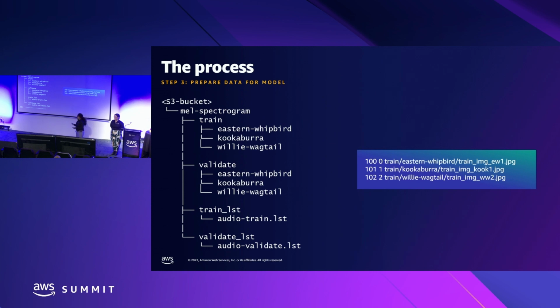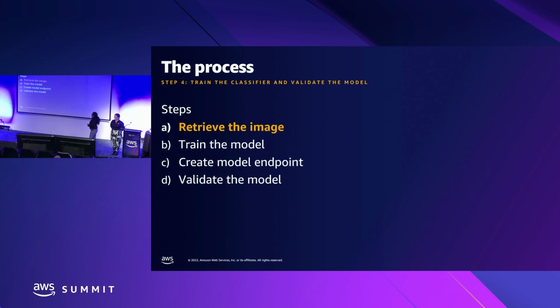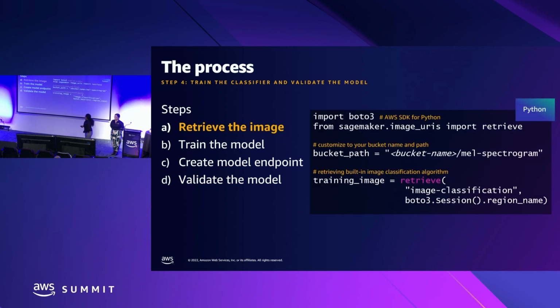So essentially the list file tells Amazon SageMaker where to find an image file either for training or for validation. And once you have done this, we come to the final step of the process, which is training the classifier and the very exciting step of validating the model. So this final process is a pretty important one, a pretty big one. So we've broken it down into 4 further steps for simplification. So firstly, we need to retrieve the container image of the algorithm that we are interested in. So we're going to take a look at some Python code.